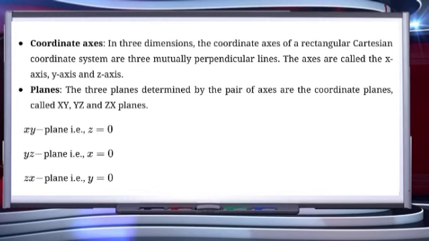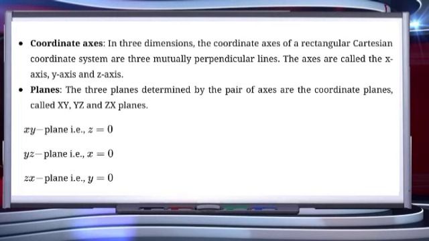In 3D, the coordinate axes of a rectangular Cartesian coordinate system are three mutually perpendicular lines, that is x-axis, y-axis and z-axis. So hence, when these three are mutually perpendicular axes, they are known as coordinate axes. In case of 2D, it was only x-axis and y-axis, and in case of 3D, it is x-axis, y-axis and z-axis. Next is the planes.